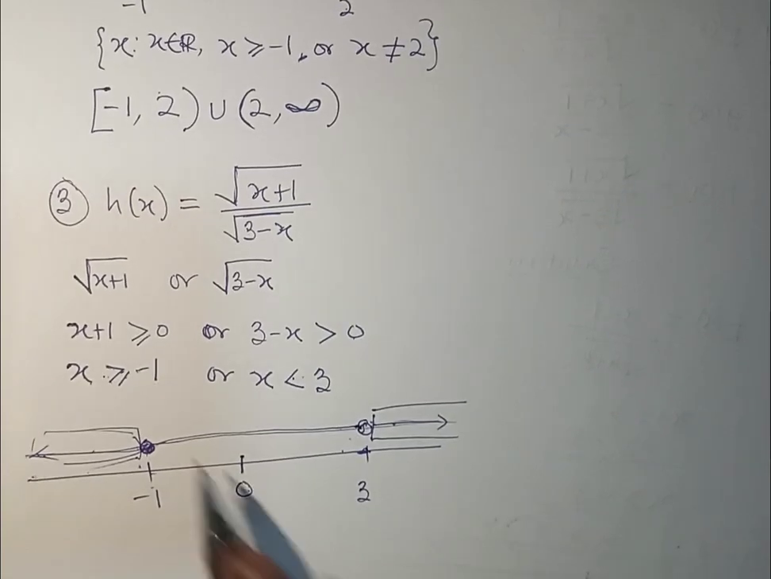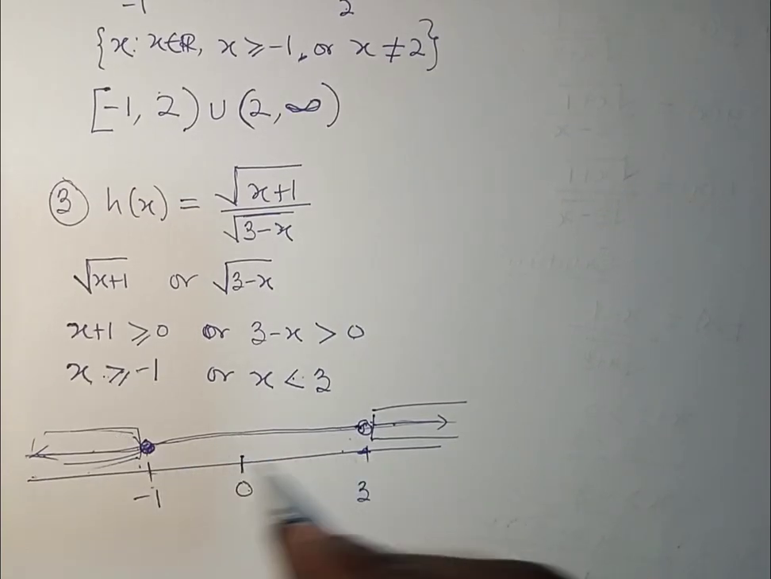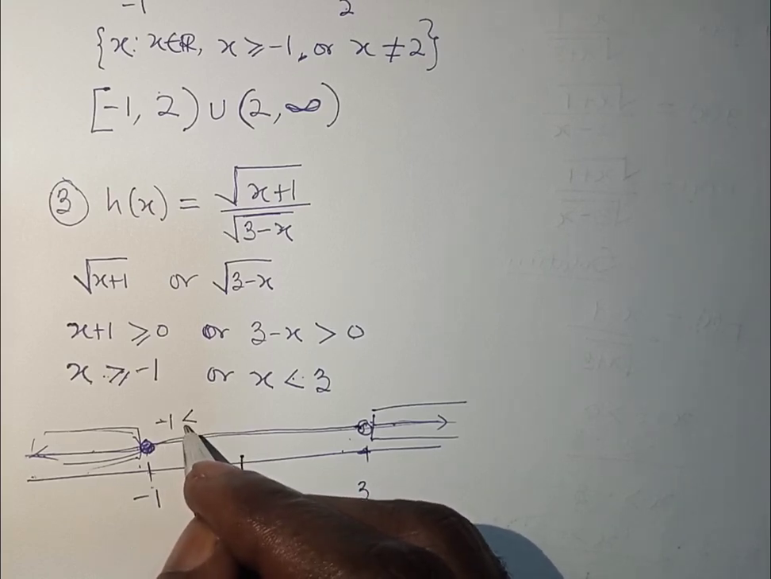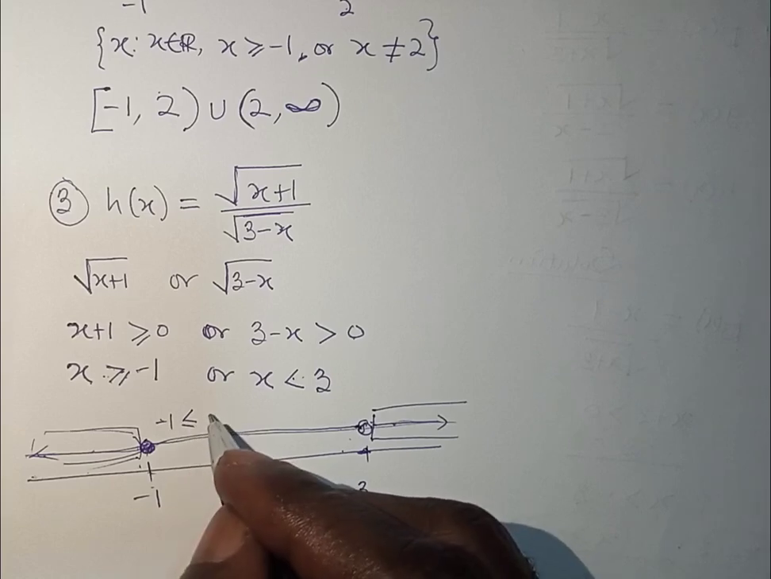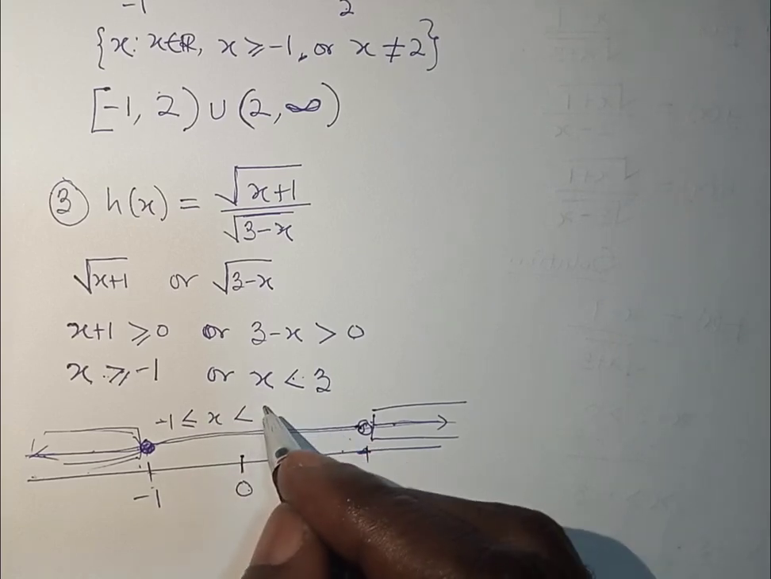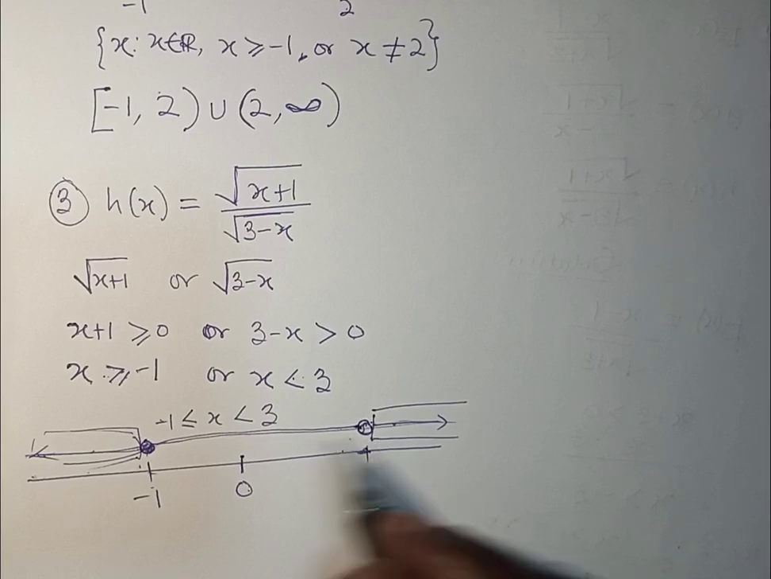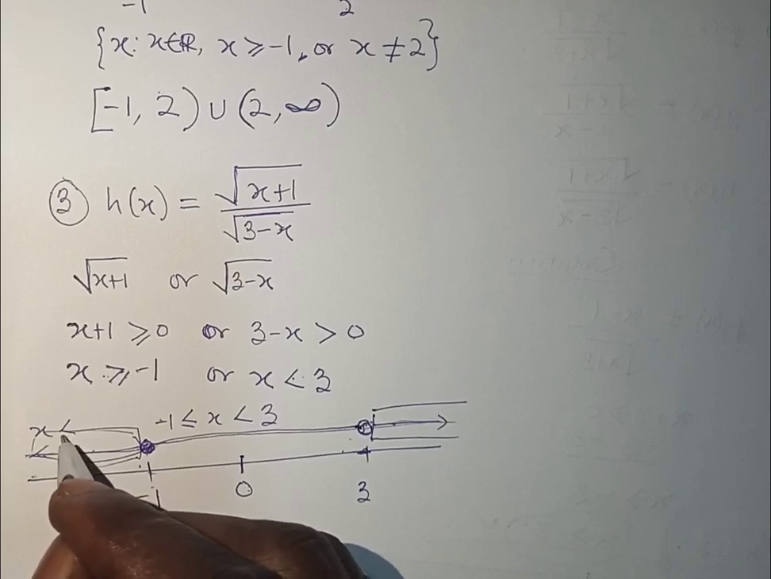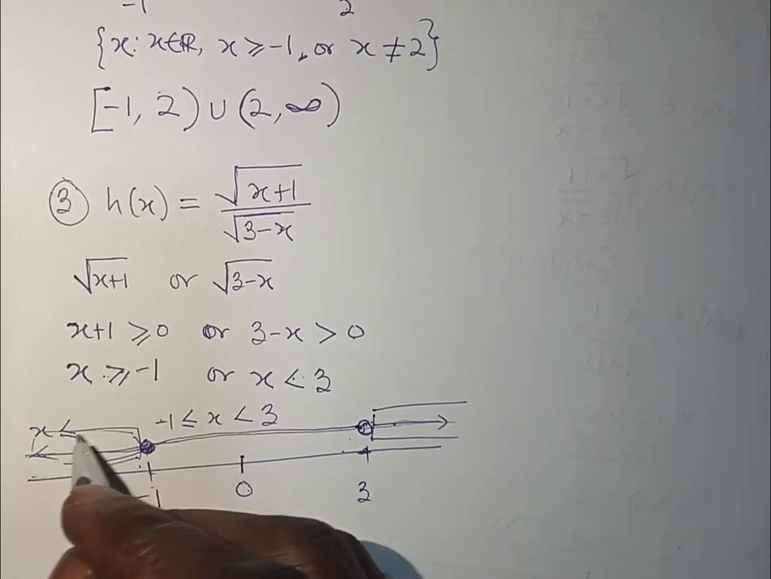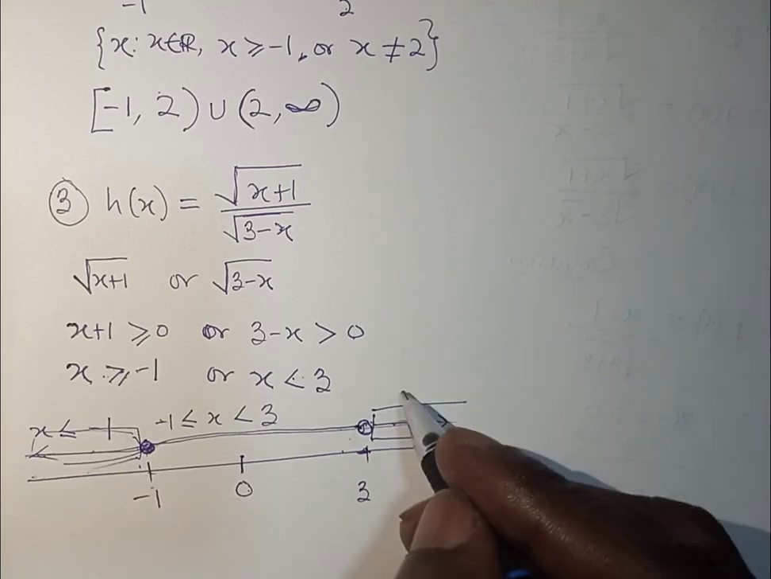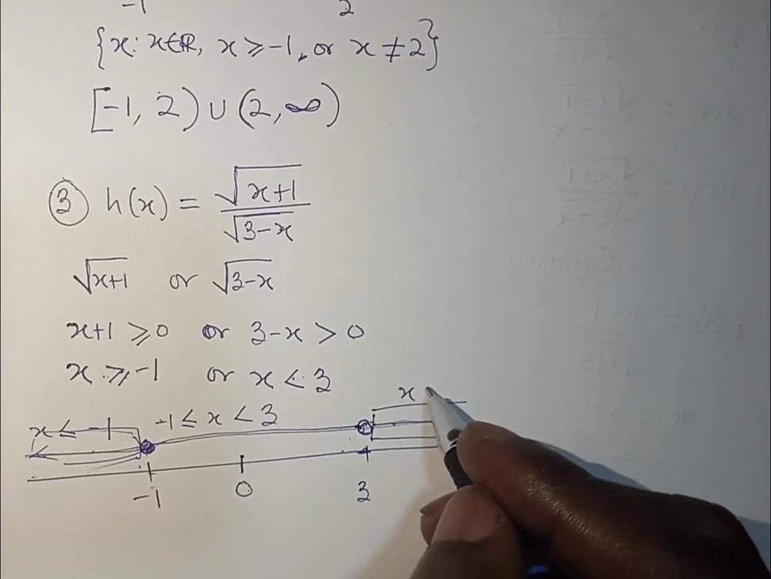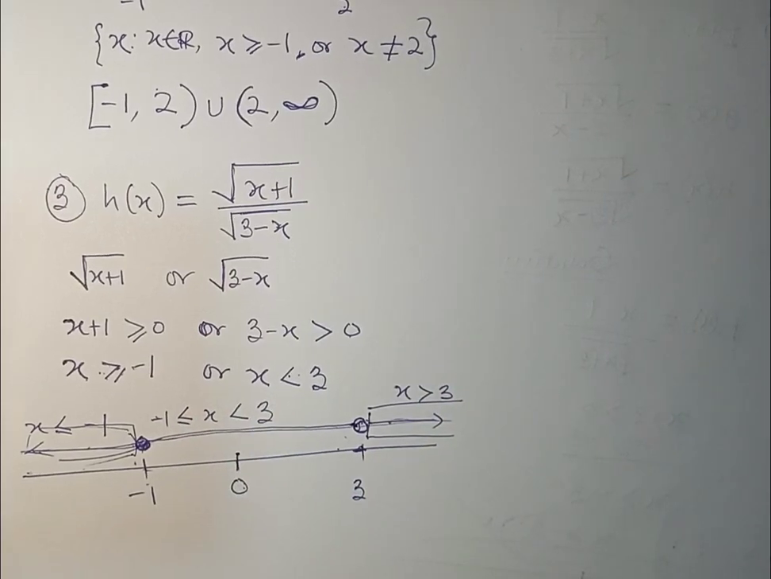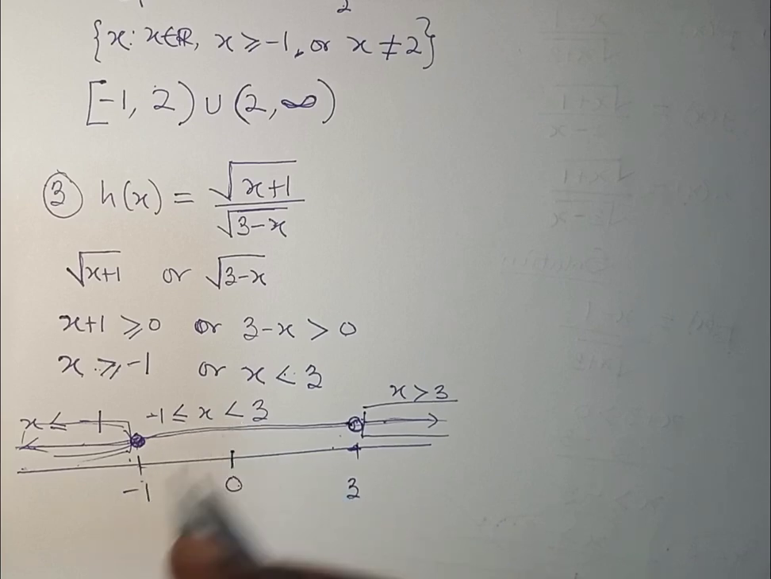If that is the case, then we know that if I want to write this one, here will be what? -1 less than or equal to x less than what? 3, because this one is not inclusive, but this one is inclusive. And here will be what? x is greater or equal to what? -1. And here is also x is greater than 3. So it's only this portion that satisfies. Then that becomes my solution.